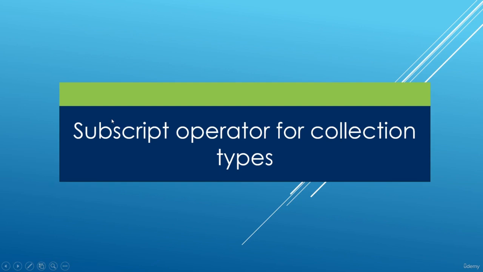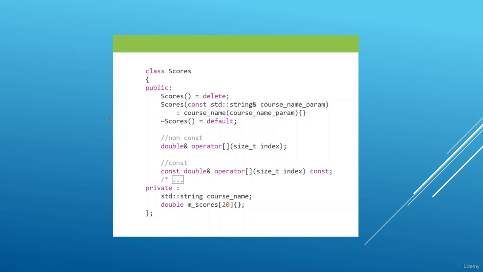In this lecture, we're going to do an exercise. What we're going to do is set up a subscript operator for a collection type that we're going to set up on our own. The class we're going to be using is the scores class, as you see here. It's just going to be wrapping around an array of double. The array is going to have 20 elements. It's going to be initialized to have zeros inside. This is how we can do this.